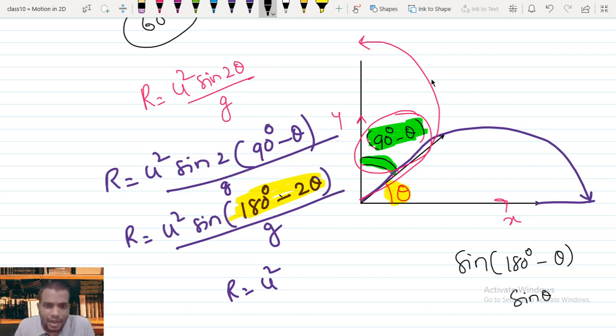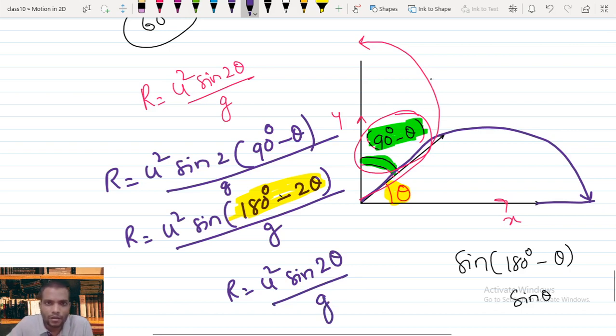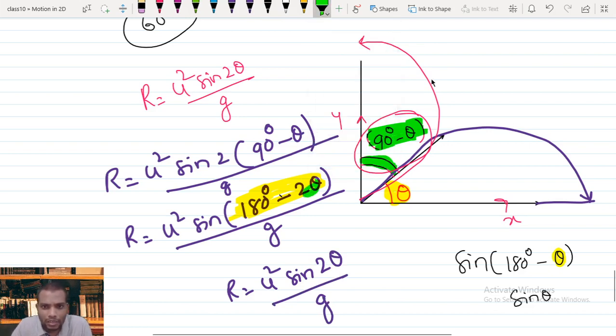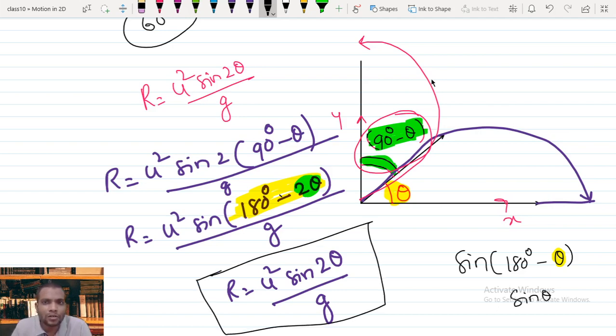So here I'm having the same thing, sine of 180 degrees minus 2 theta. Here nothing is going to change, I will get back the same expression, sine 2 theta upon g. So in the formula, what is theta here? Here we have the same, 2 theta. That's the only change. So even if you measure the angle with respect to the x-axis or with respect to the y-axis, the horizontal range is not going to change.